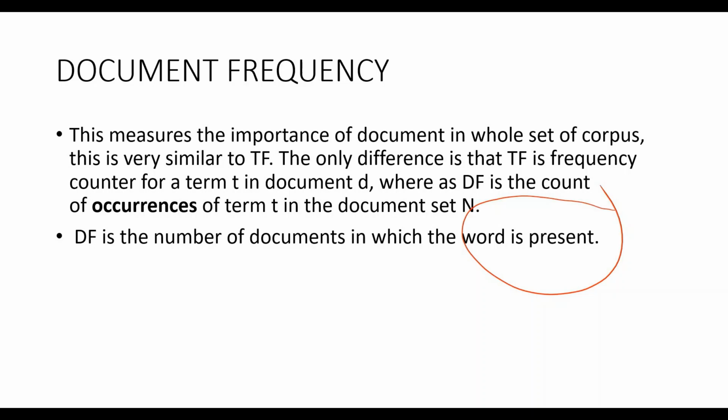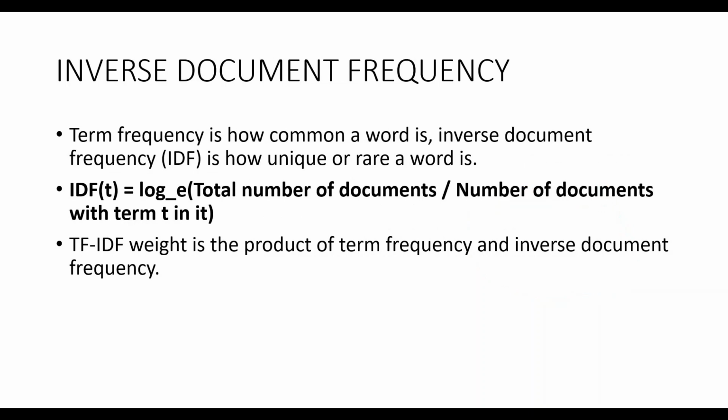I have a separate video on this in the NLP series, this is the 18th video. If you want more clarity on this algorithm, you can watch the separate video for TF-IDF. This is inverse document frequency. Term frequency is how common a word is. Inverse document frequency is how unique or rare a word is. This is the formula for inverse document frequency: the logarithm to the base e of the total number of documents divided by the number of documents with t in it. T means term or word.